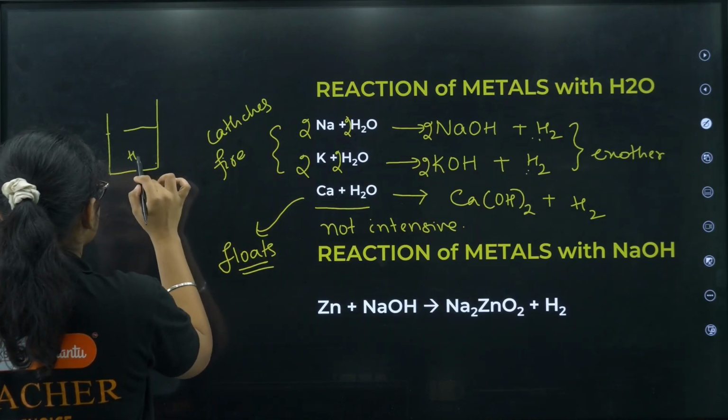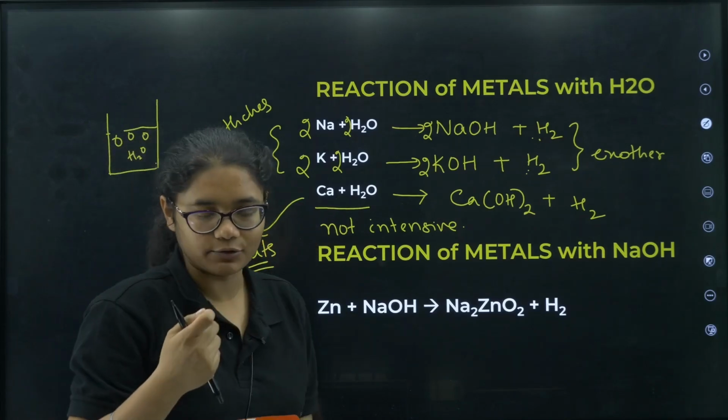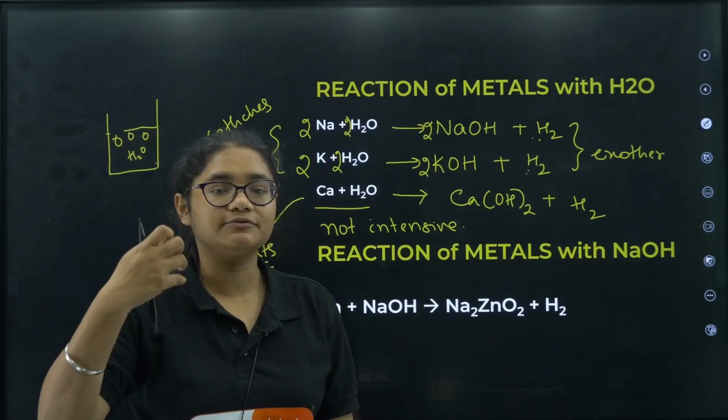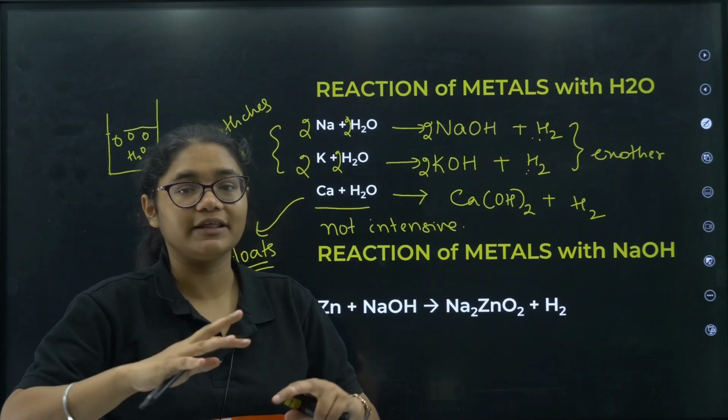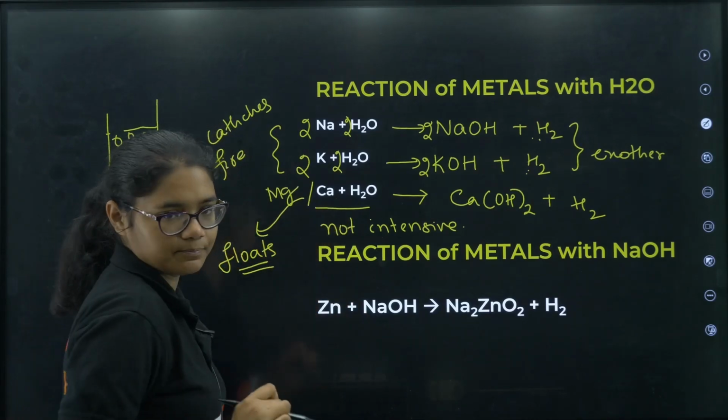So H2 gas is produced here, and these gases go and stick to the calcium metal, and that is why it is observed as if they are floating. It happens with calcium as well as with magnesium.